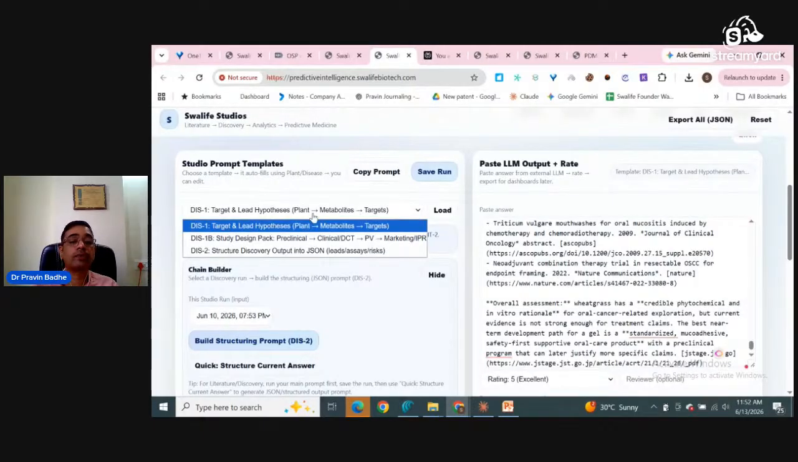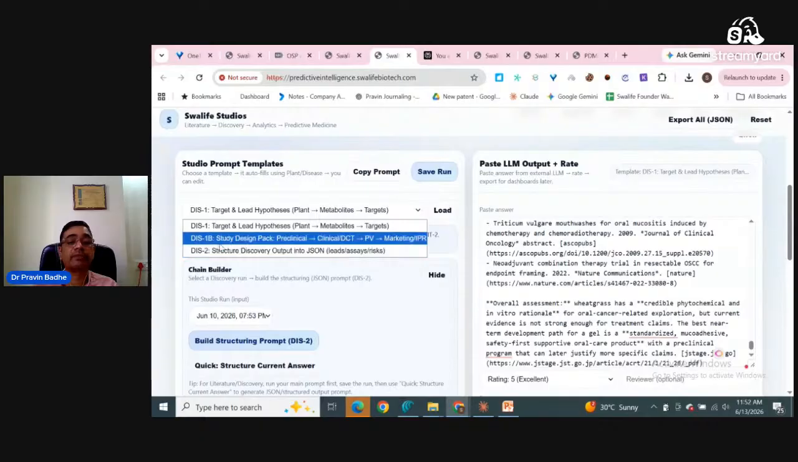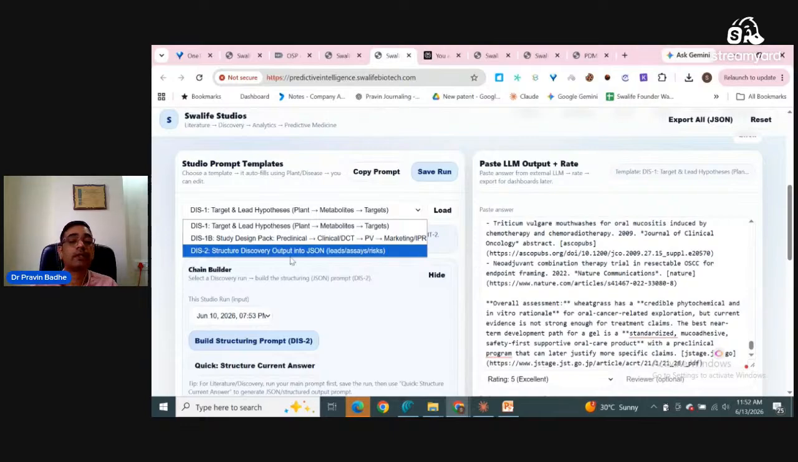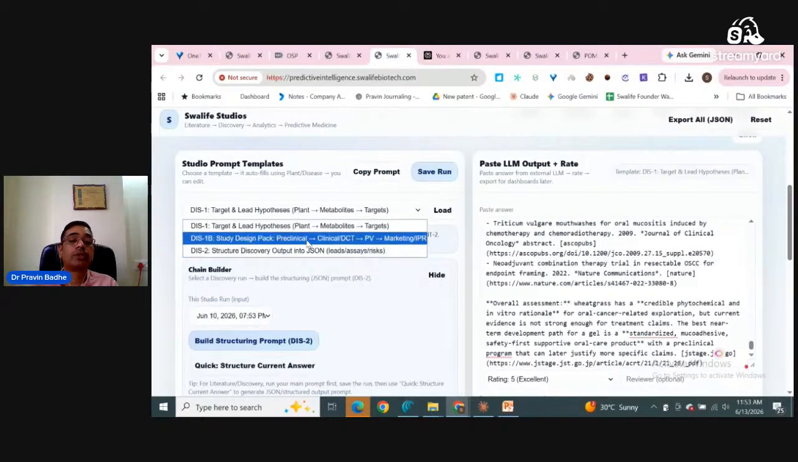One is for the target, lead, and hypothesis. Second is for the preclinical to complete IPR and everything, and then both will be pasted here for a structural discovery outcome. So it will then give us the prompt for structural discovery outcome. Okay, so you need to run both.